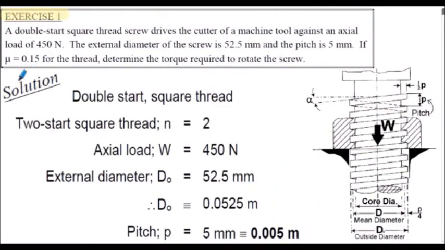Exercise 1, here's the commencement of the solution. Note in this case we have a double start square thread, so n will equal 2. Rest of the information extracted from the question. Converted my dimensions from millimeters to meters. Just note in this question we're actually given the external diameter. We will need to calculate the mean diameter in a moment.